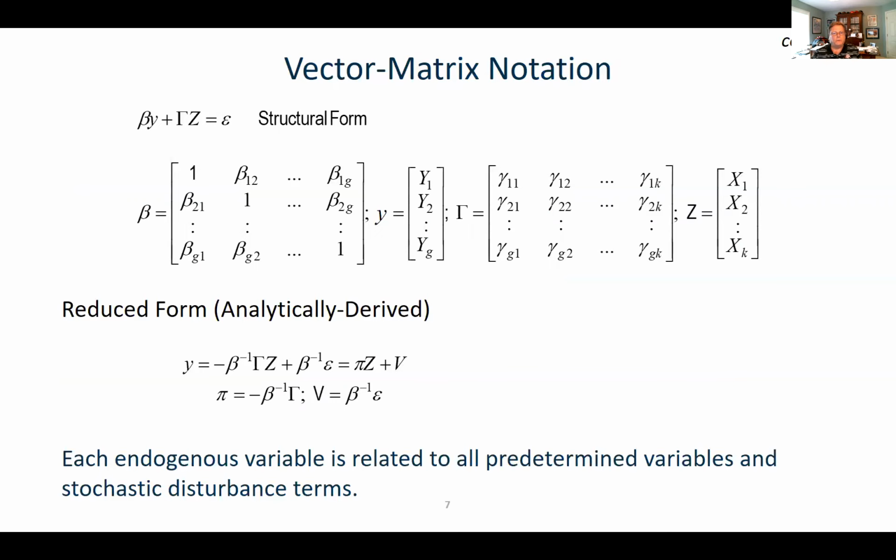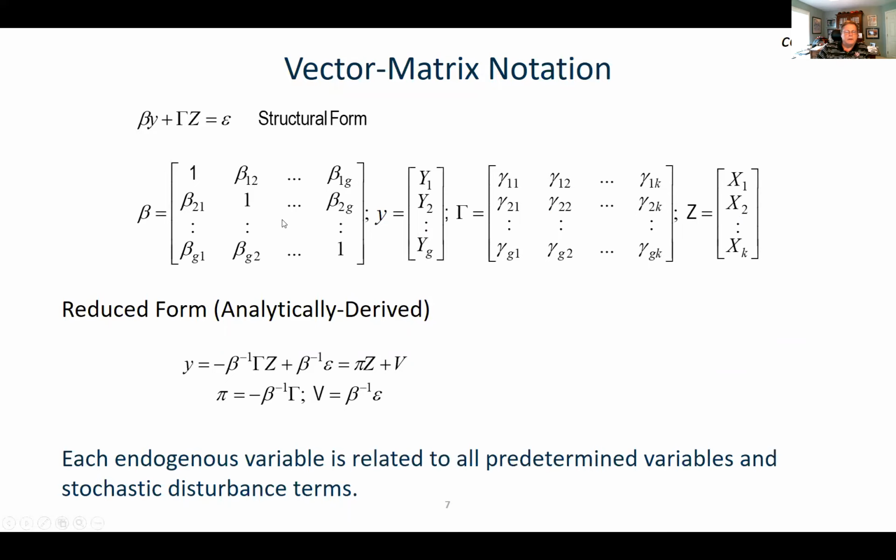Now, with a lot of equations, it may be more simple to write the set of equations in a vector matrix form. And if we let the beta matrix here consist of the coefficients associated with endogenous variables, gamma, the coefficients associated with the set of explanatory variables, either current exogenous, lagged exogenous, or lagged endogenous variables. The y vector is the set of the G endogenous variables, and the z vector here is a vector of the predetermined variables. This is the structural form of this set of equations.